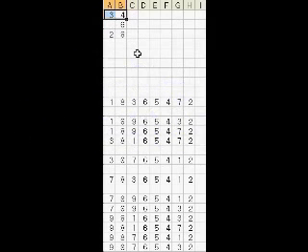Let's try another example. Let's try, for example, 321. The last digit is 1, and 1 doubled makes 2, which means we're going to subtract 2 from 32. 32 minus 2 makes 30. And 30 is not a multiple of 7. If you don't know if 30 is a multiple of 7 or not, it's very easy.